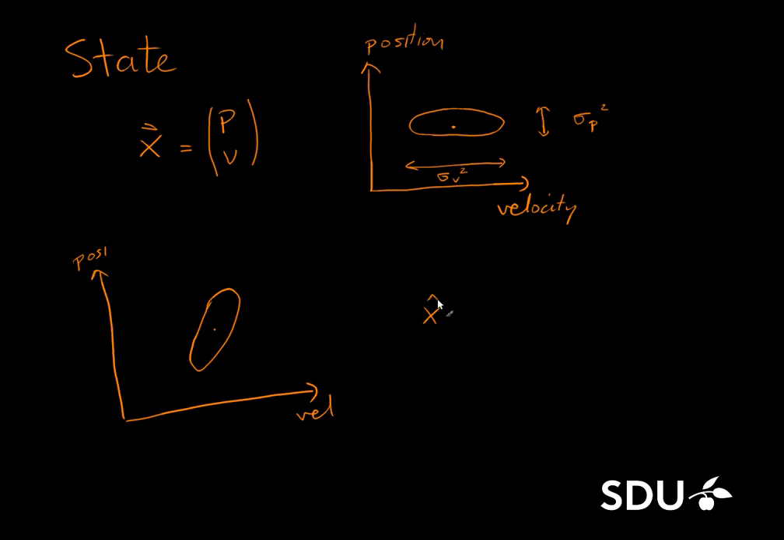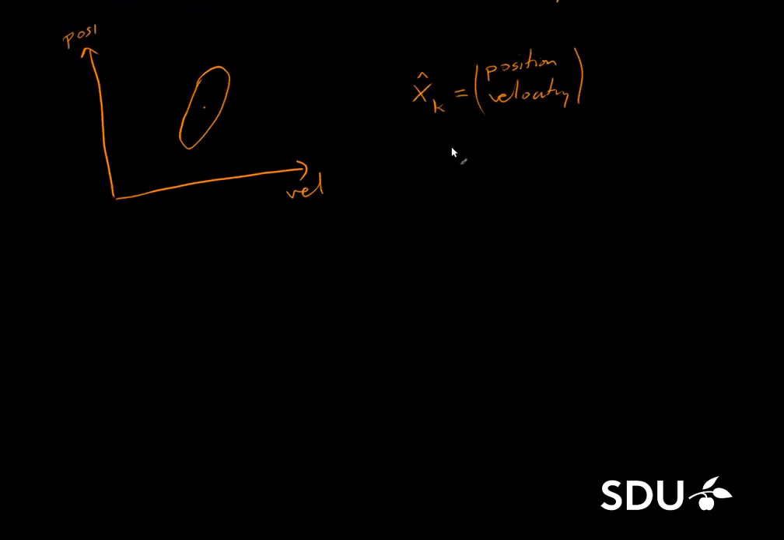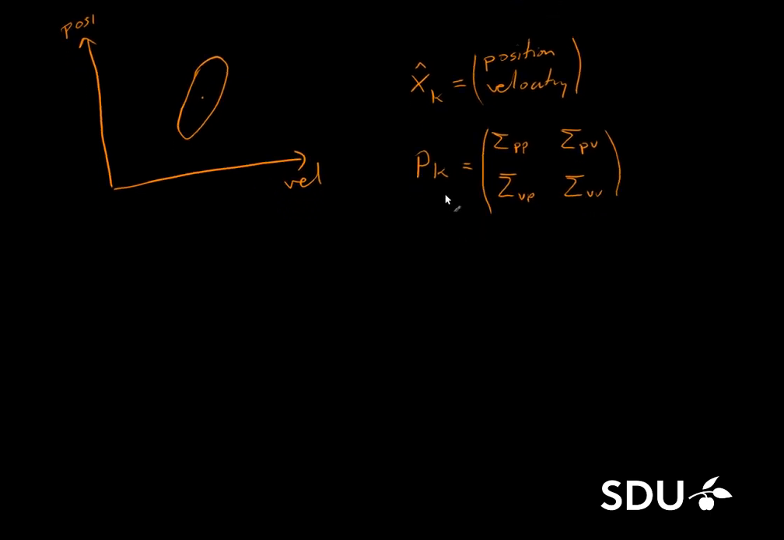So that will be our xk, which consists of our position and velocity, put in a vector. And we also have the covariance matrix given here, which is determined by the covariance between the position with the position itself, which will be the variance in that value. And similar with the combination of P and V and V and P and finally V and V. So this was our state vector. And this is our state covariance matrix.